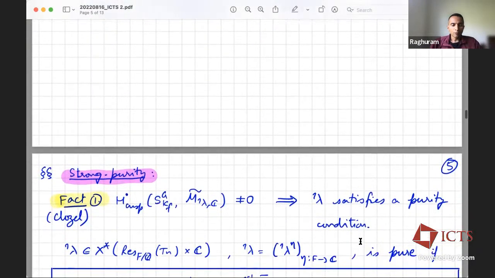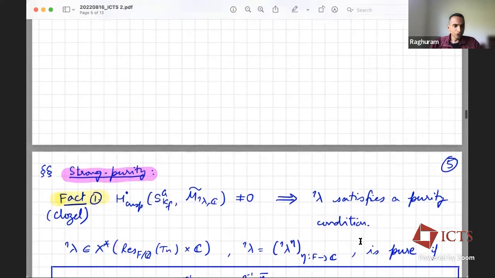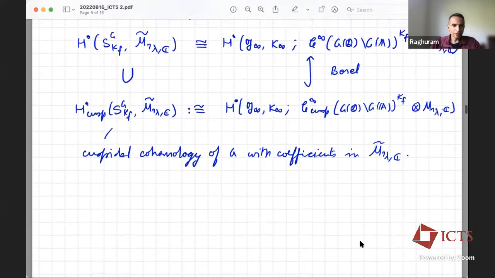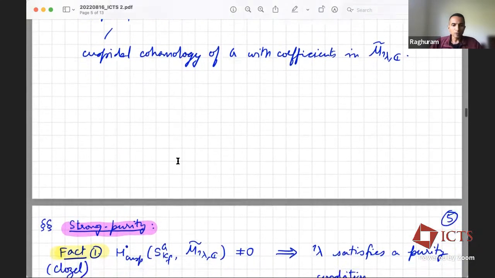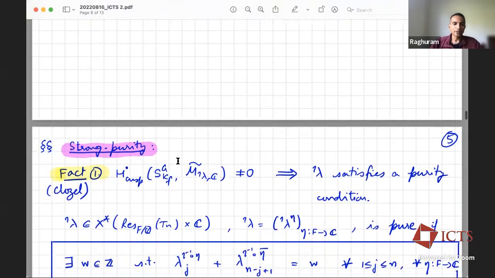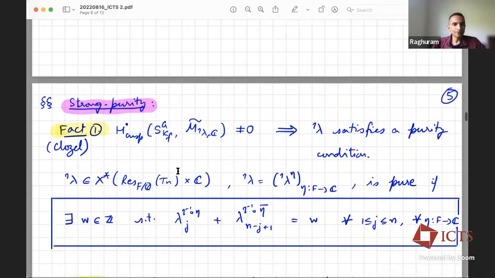So I want to talk about a certain issue involving this cuspidal cohomology. The point is not all weights λ are going to support cuspidal cohomology. And there's a very important point for developing the story. That's called purity, and I'll have to qualify that to something called strong purity. So let me just scroll up a little here. So first, what is purity?